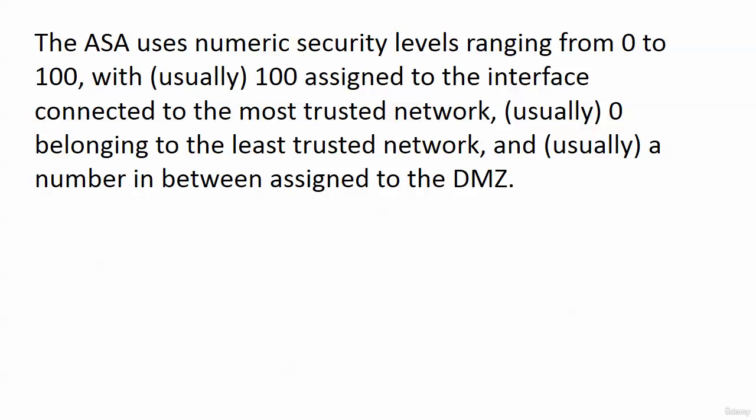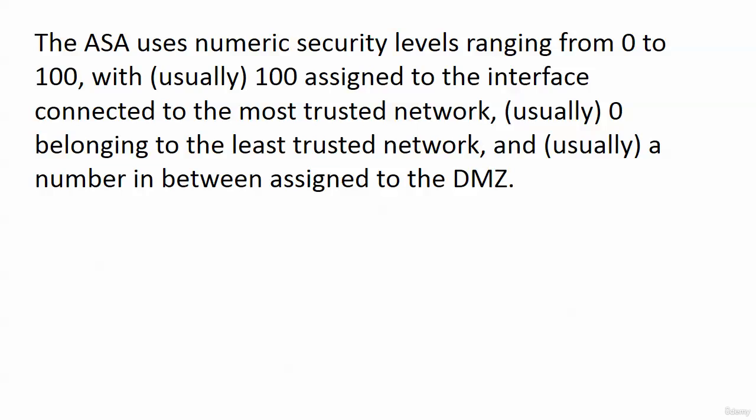Usually, you're going to put 0 on the least trusted network, which is going to be that outside world, right? We don't trust that at all, which is one reason we have a firewall. And we will assign a number in between those to the DMZ. Now, the reason I say "usually" so often here is that you are not locked in to assigning 100 to the inside interface and 0 to the outside interface. You see those values so often that you think they're a requirement.